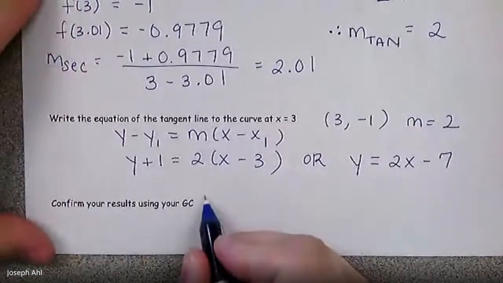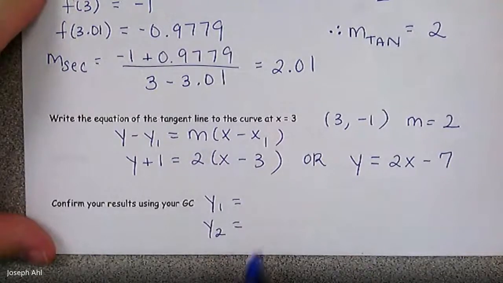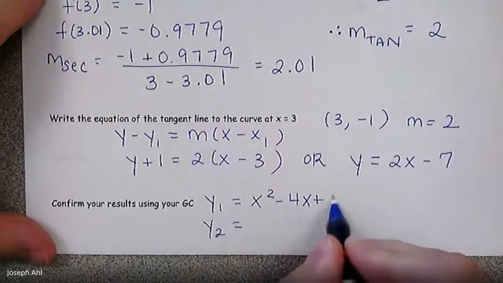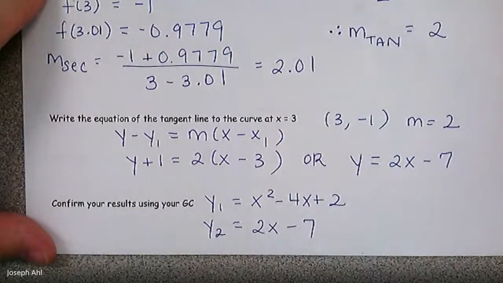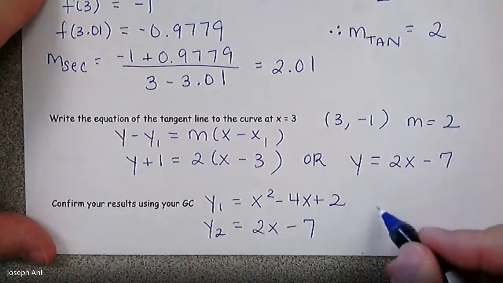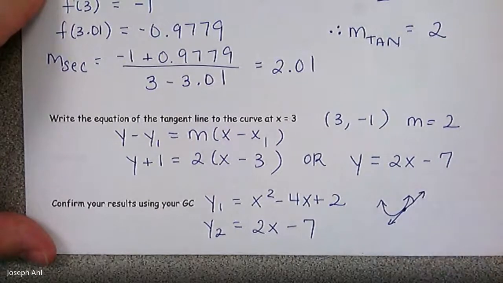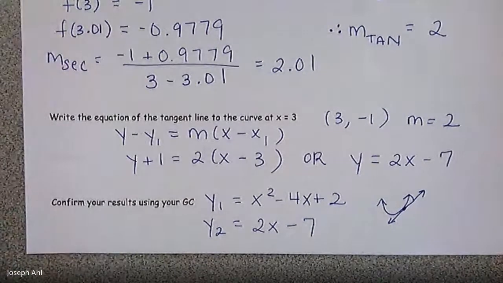And the last part says to confirm your results on the graphing calculator. So all you would really do, and we could talk about this tomorrow in class if we need to, is in y1 type in the quadratic x squared minus 4x plus 2. In y2 type in your tangent line equation and just confirm that when you're graphing this parabola here, that at x equals 3, the line 2x minus 7 is tangent to the graph. Sorry, that's a super weak sketch, but you can confirm that on your calculator on your own time if you'd like to.